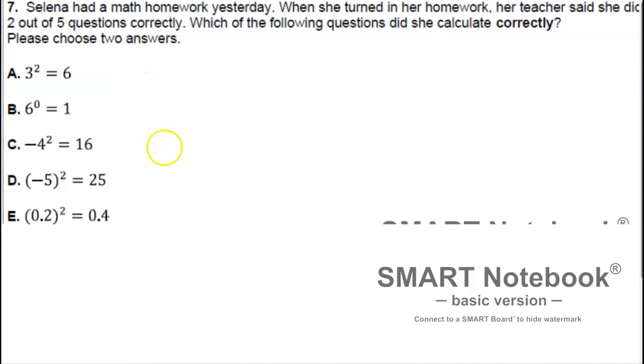So anyways, question 7 from CBA6 is very, very powerful. So I'm going to spend some time here for your notes. So let's go ahead and get into it. Selena had a math homework. She turned it in. 2 out of the 5 that she submitted were correct. Which are the 2 correct ones? So again, this is just worth having in your notes. So let's look at this first one.